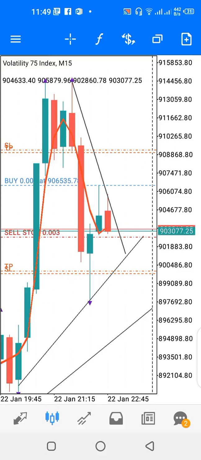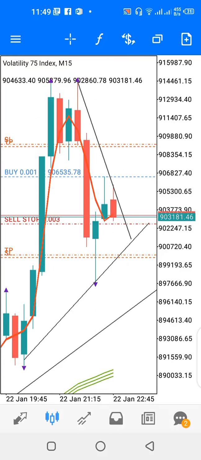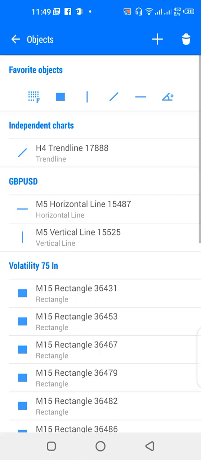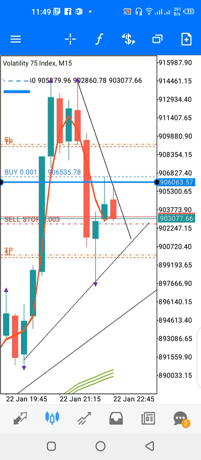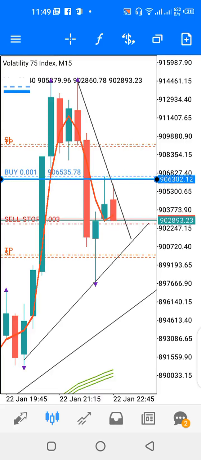Okay, now price is trying to trigger the sell stop. If the sell stop gets triggered, I'm going to place a buy stop. I'll be placing my buy stop somewhere a little bit below this point. Okay, placing my buy stop there. Let's see what happens. Is it going to get triggered?